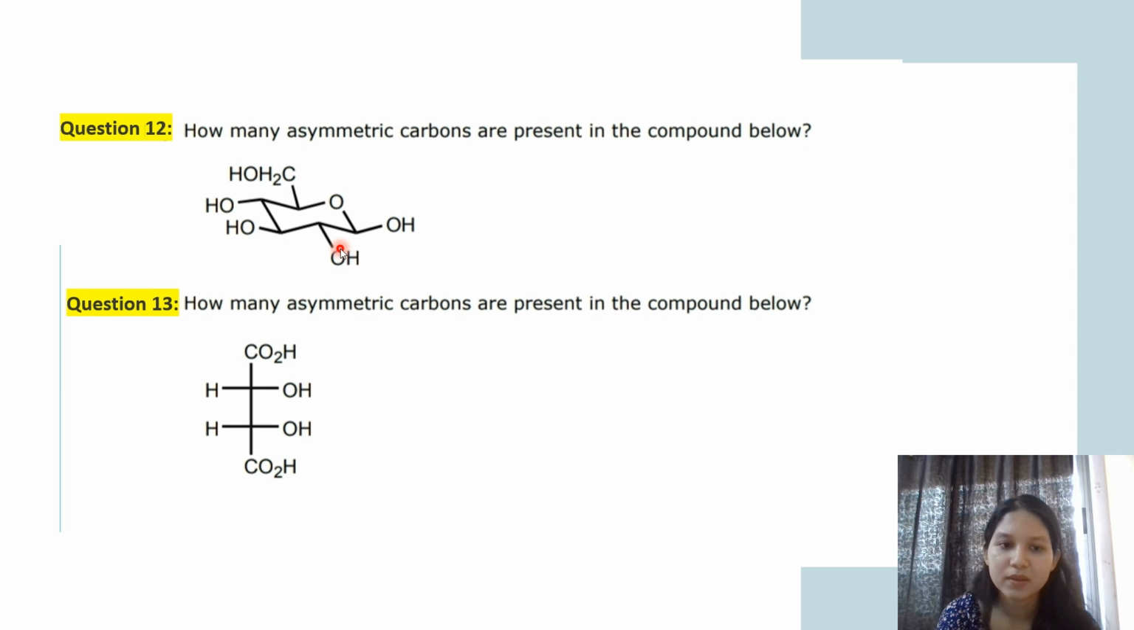Okay, let us count the asymmetric carbons. This is one carbon center. Is it connected to 4 different substituents? Yes. 1, 2, 3, and the fourth will be one axial hydrogen. So yes, this is an asymmetric carbon atom. Next up we have this carbon atom. Is it connected to 4 different substituents? Yes.